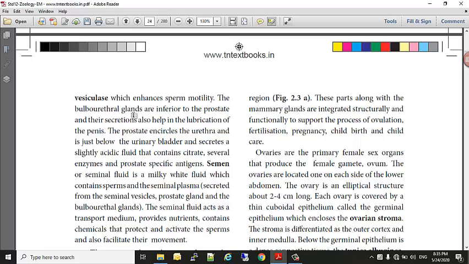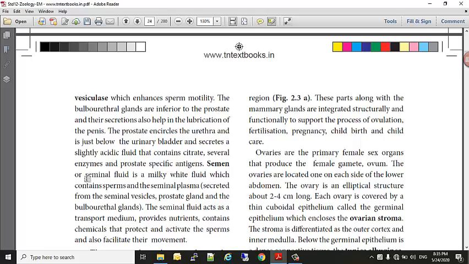The bulbourethral glands are inferior to the prostate gland. The secretion also helps in lubrication of the penis. The prostate encircles the urethra and is just below the urinary bladder and secretes a slightly acidic fluid that contains citrate, several enzymes and prostate specific antigens.